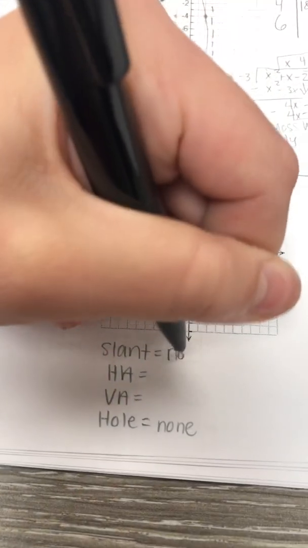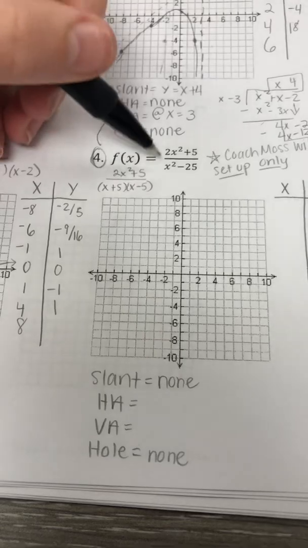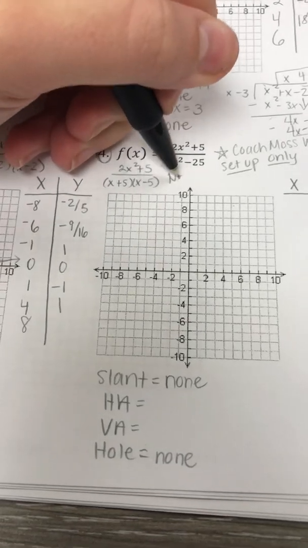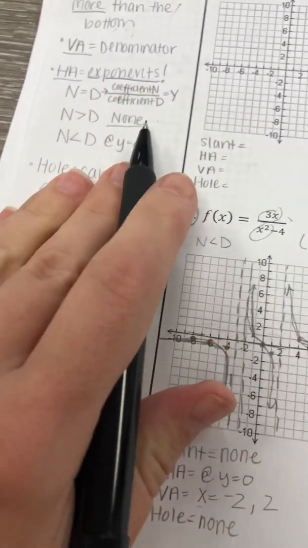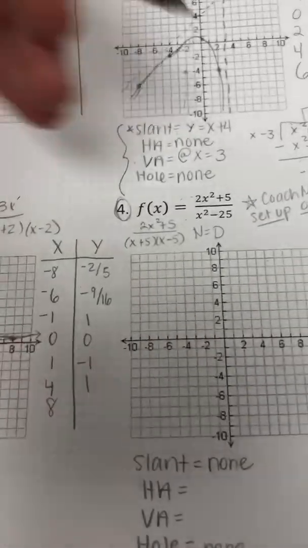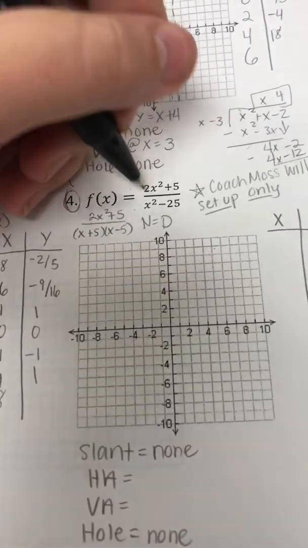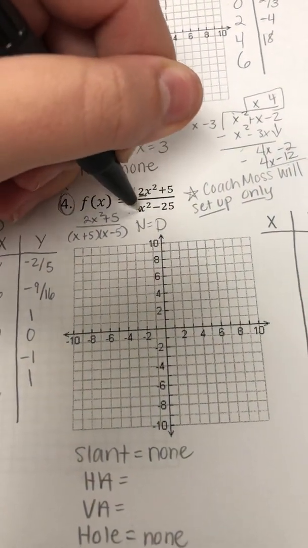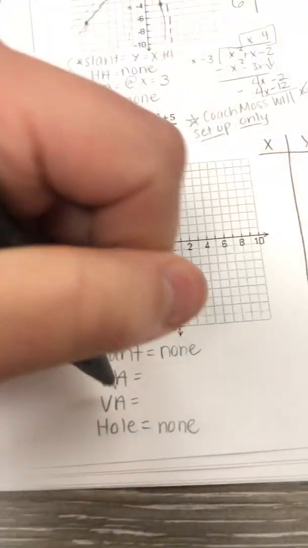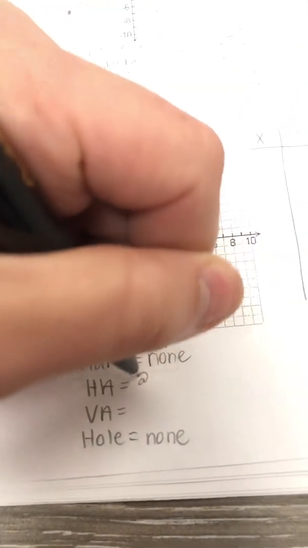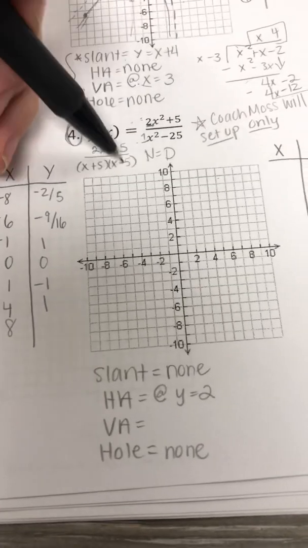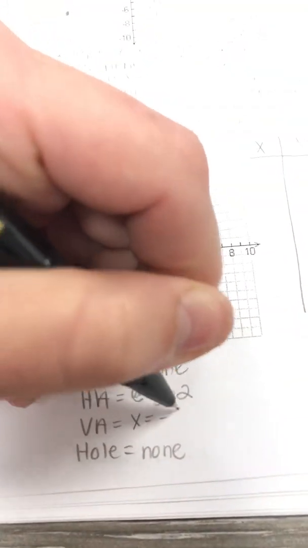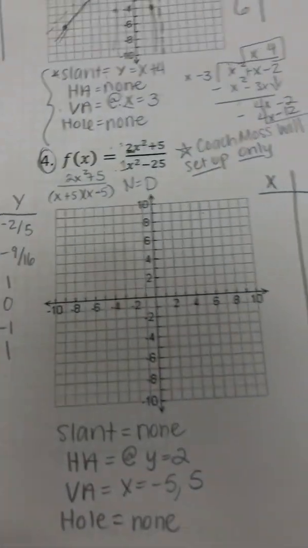There is no slant because the degrees are equal, and because the numerator's degree is equal to the denominator's, it is the coefficient of n over the coefficient of d. So our coefficient of the top is 2, and our coefficient of the bottom is 1. So our horizontal asymptote is at y = 2. And then there are 2 vertical asymptotes because we're looking at the denominator, and those are at x = -5 and x = +5.